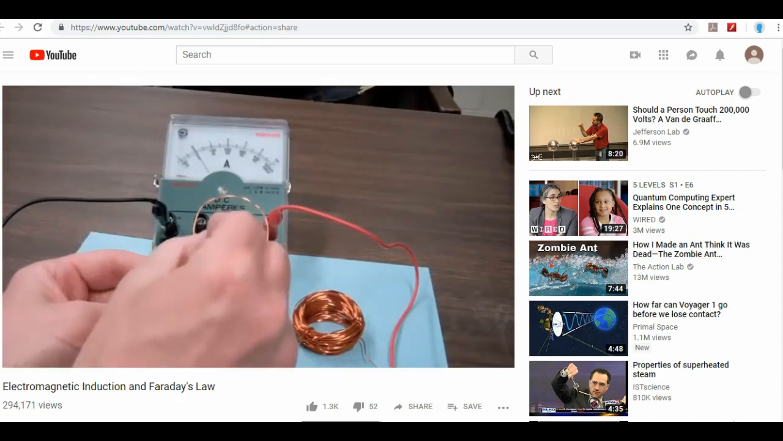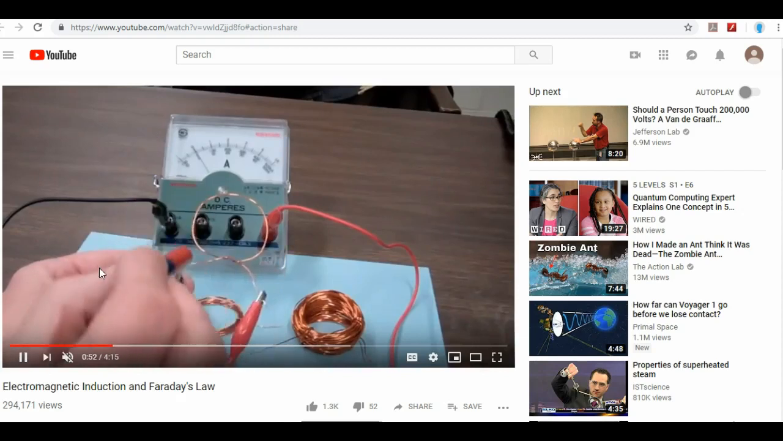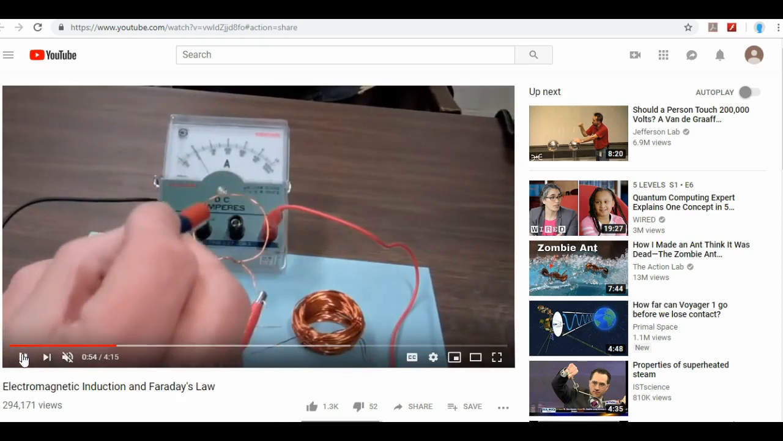And remember, our definition is, let's pause this for a second, and we're going to go back over our definition. Our definition was the induced voltage. Induced means like created. The created induced voltage in a coil is proportional to the number of loops. Well, right there, he only has 1 loop, so it's obviously not going to make a lot. And it's also proportional to the rate at which the magnetic field changes. In other words, how fast is he moving that magnet?